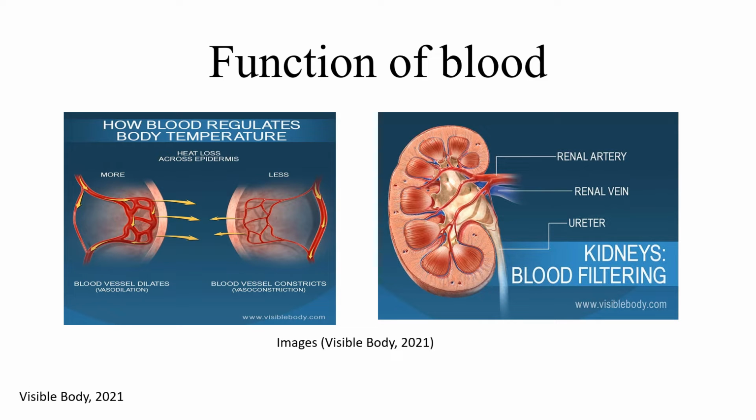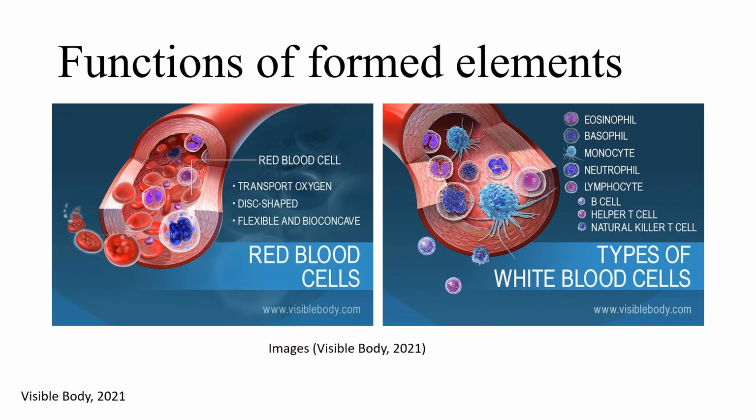The third function is to help regulate body temperature. The picture on the left shows the blood vessels, how they dilate and how they constrict, and how heat loss works with each one. The fourth function is to carry waste products to the kidney and the liver for removal. The picture on the right shows the kidneys and how blood will go into the renal artery, the renal vein, and then out the ureter for waste. That is the function of blood.